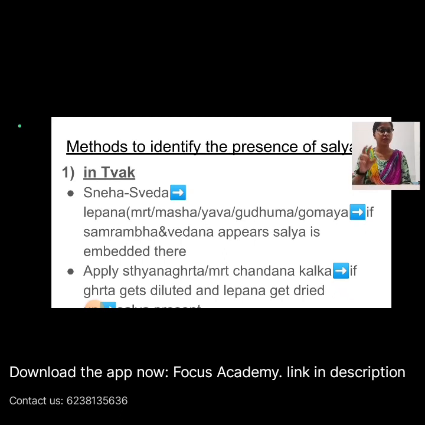Okay, so in Twak, two methods are there. First is do Sneha Sweda and apply Lepa of Mrit, Masha, Yava, Godhuma, etc. And then if Samramba Vedana appears, we can assume that Shalya is embedded there. Second method is apply Sthana Grida or Mrit Chandana Kalka, and if Grida gets diluted or Chandana Kalka gets dried up, then we can assume the presence of Shalya.